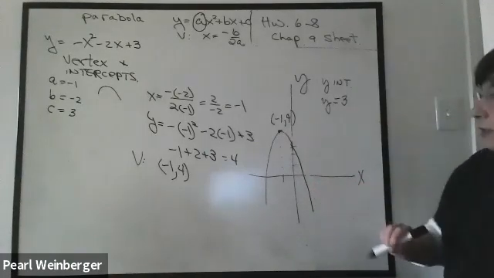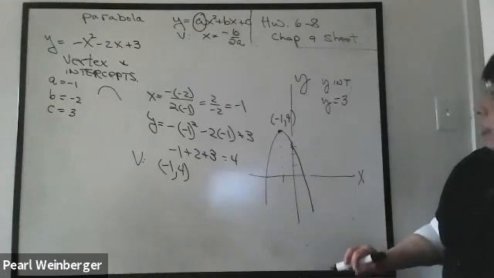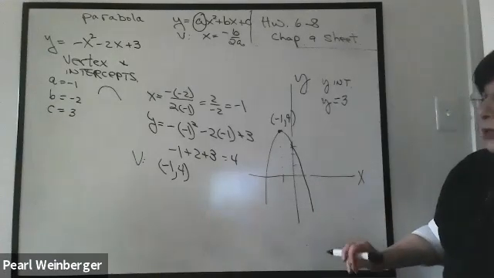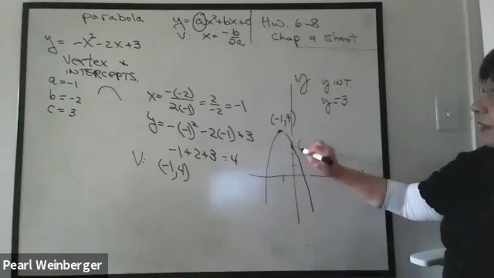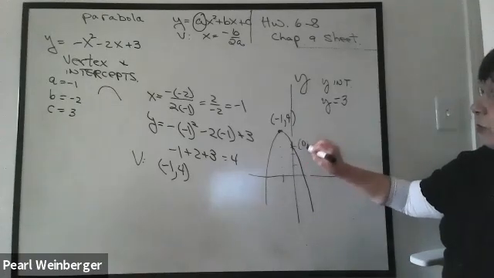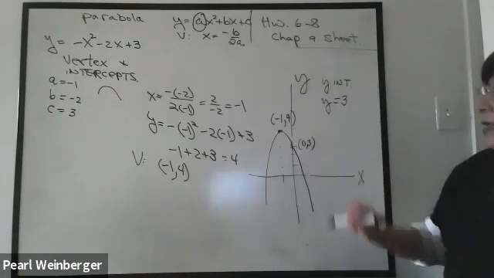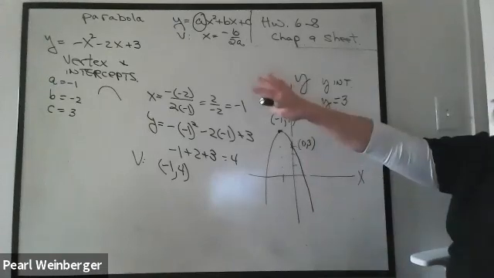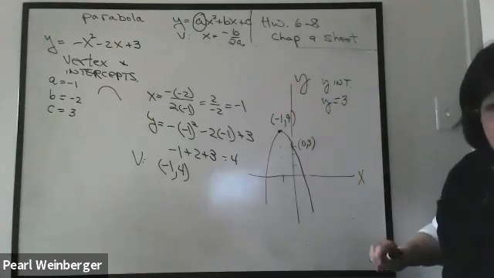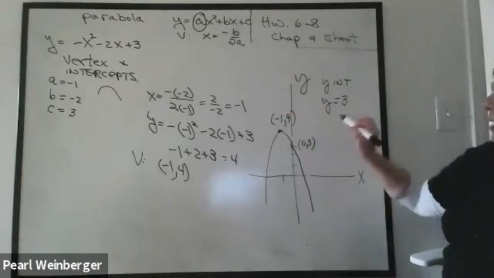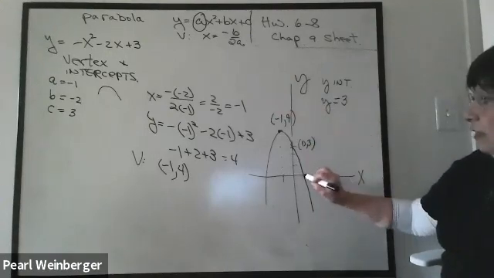That's probably a better picture. So the y-intercept is relatively easy to find. It's x is 0, y is 3. Again, usually in the equation, it's just the c value. Now, let's see if we can find the x-intercepts.